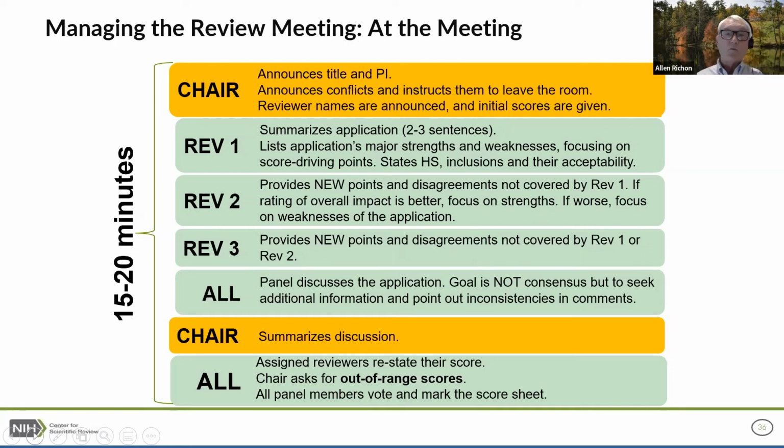So then reviewer one will summarize the application in a couple of sentences, list the major strengths and weaknesses that drove their score, talk about human subjects, inclusions, vertebrate animals, and so on. Reviewer two will then provide any new points or disagreements that are not covered by reviewer one. If the rating is better, they focus on the strengths. If the rating is worse, they'll highlight differences in terms of weaknesses. Reviewer three does the same thing.